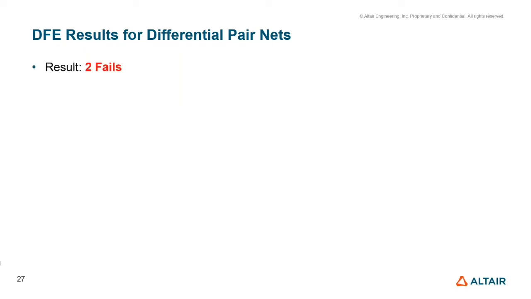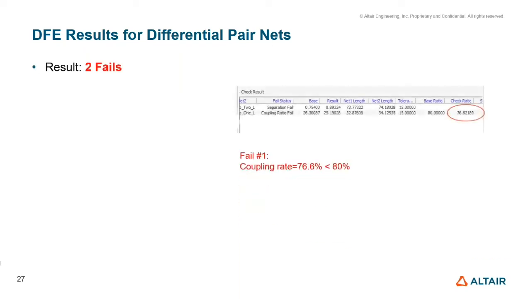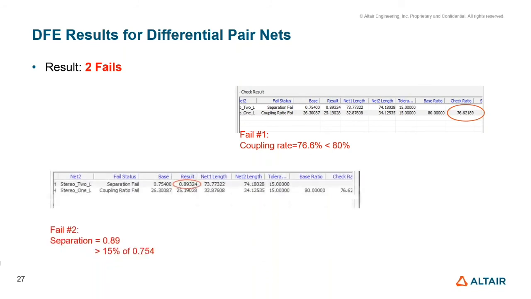We have got two failures. The first fail is due to the coupling ratio being slightly lesser than what we desired. The second fail is due to the separation being greater than a predefined range. This result should be sent back to the designer for evaluation and modification. Well, now having looked at our first design consideration, let's move on to the second one.